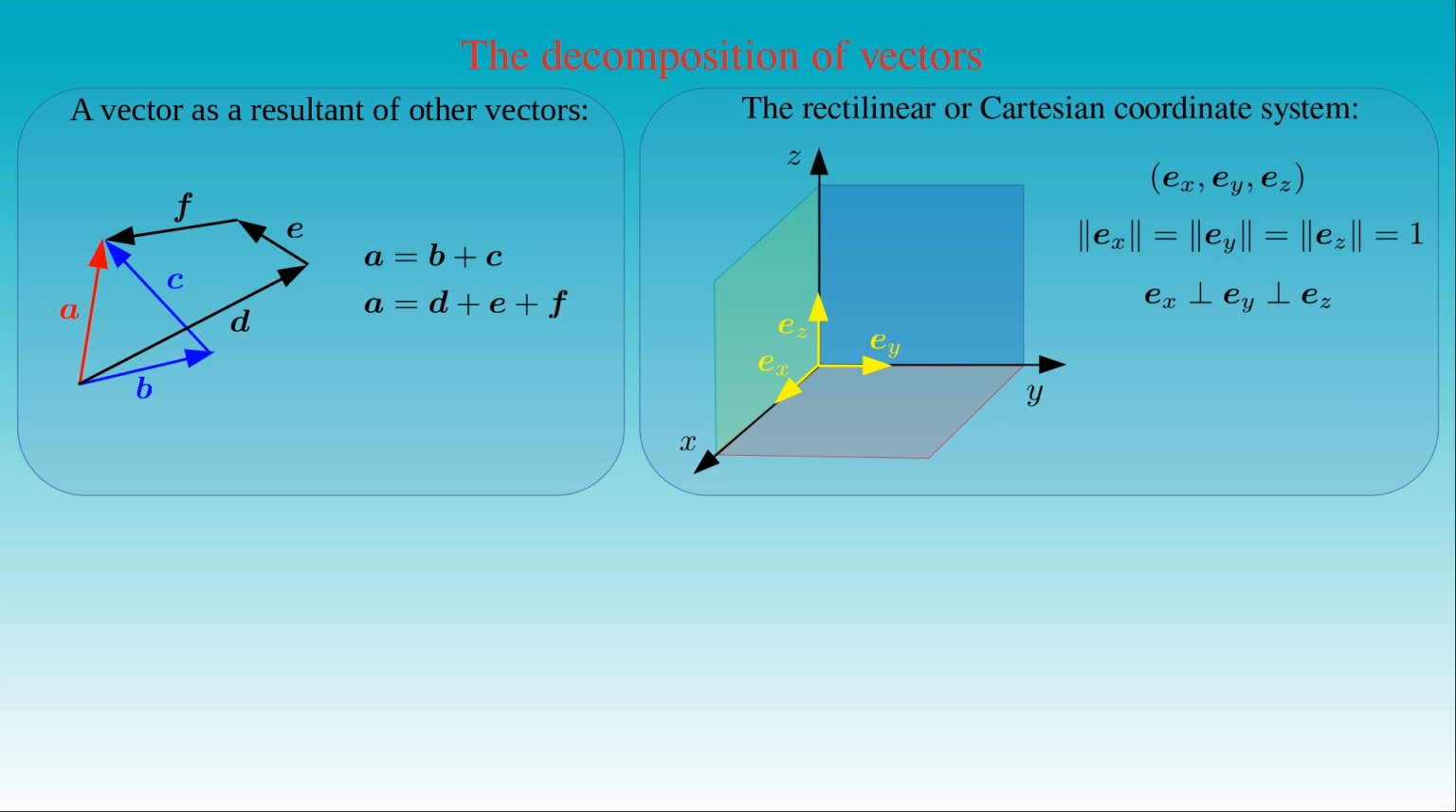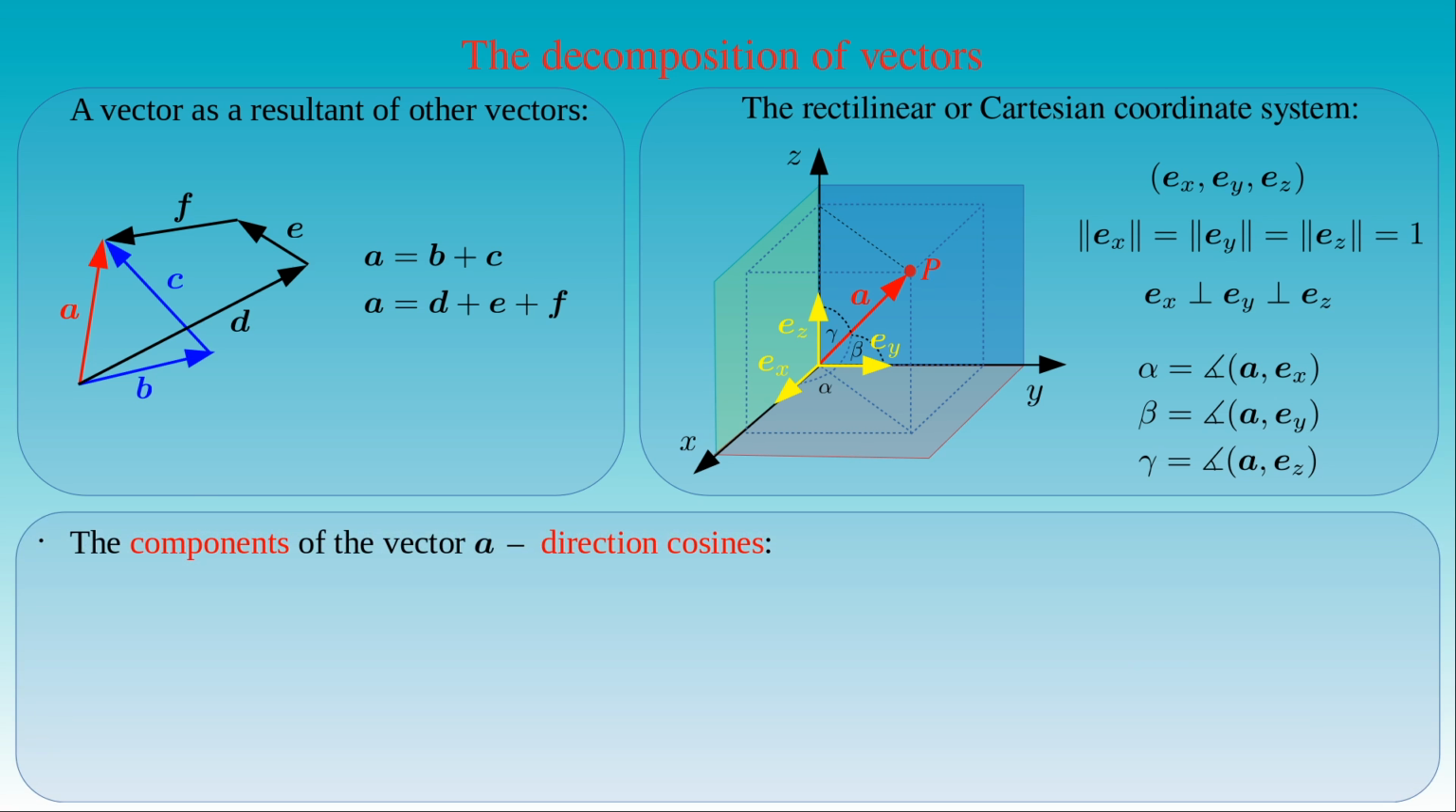Now, if we consider the vector A with the tail at the origin and the head at the point P, we can determine the angle alpha between the vector A and the basis vector Ex. Similarly, we can specify the angle beta between the vector A and the basis vector Ey, and the angle gamma between the vector A and the basis vector Ez. We can also project the distance of point P, or the length of the vector A, onto the coordinate planes and axes. These projected distances can be calculated from the length of the vector A and the angles defined here. And they are called the components of the vector in the Cartesian coordinate system.